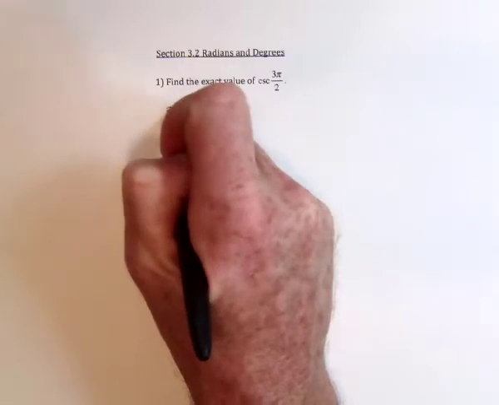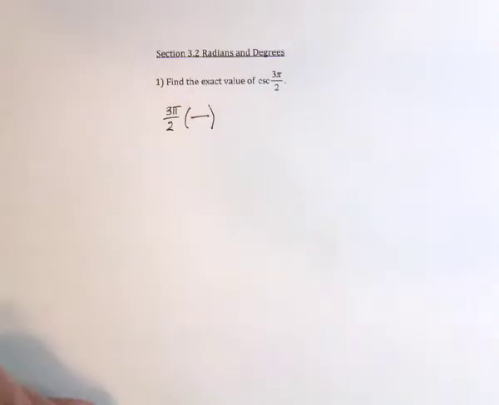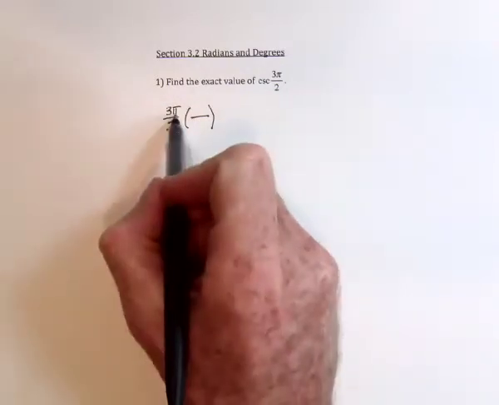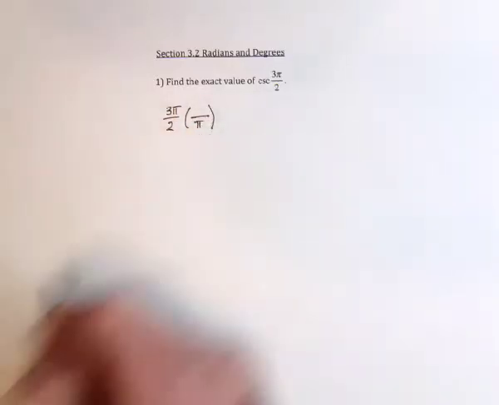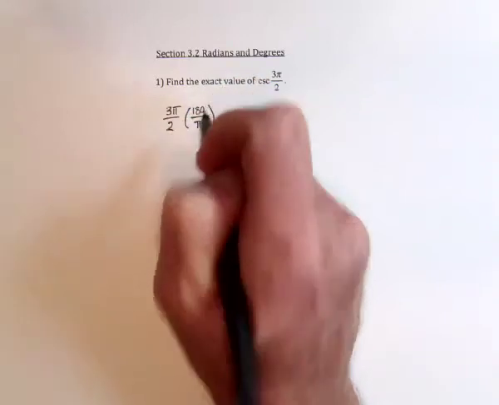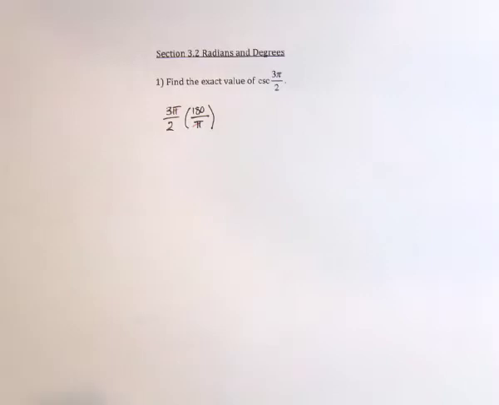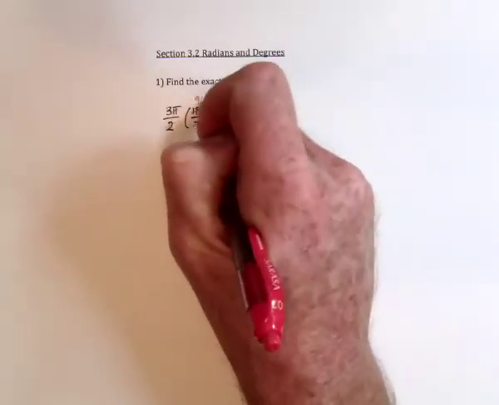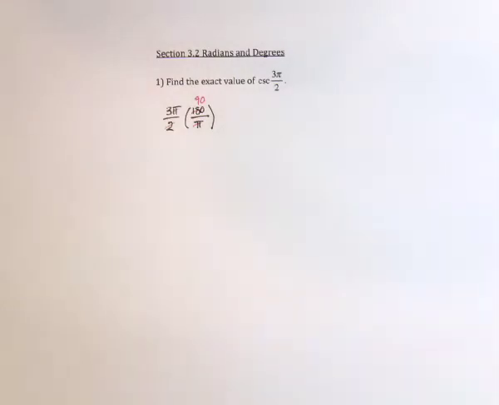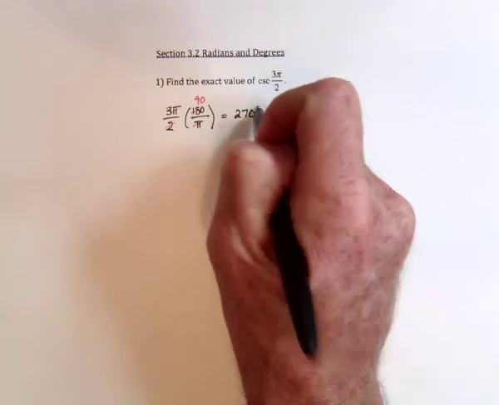So convert 3 pi over 2, and then use a pi and a 180. Well, with this one I want pi to cancel because I'm trying to get it to be degrees, so pi needs to be in the denominator. That means 180 is in the numerator, and then the pi's will cancel. The 2 will divide into 180 90 times, and so we end up with 270 degrees.